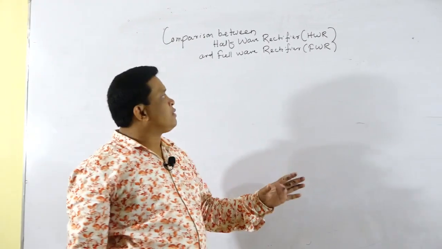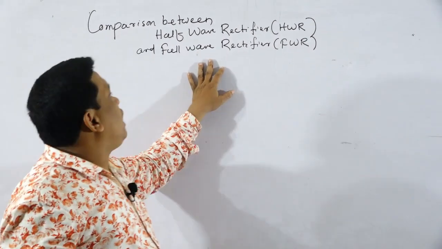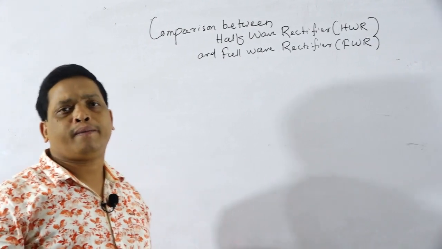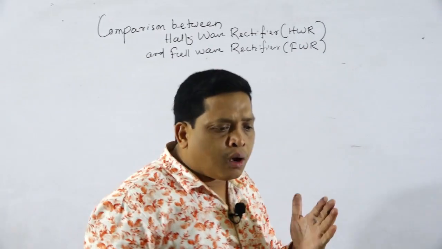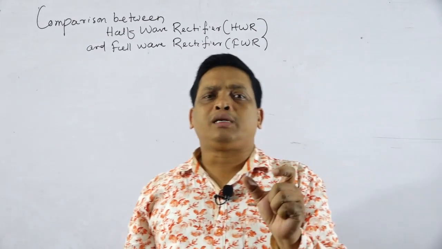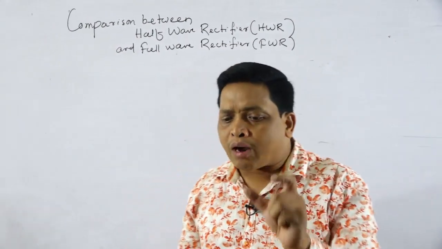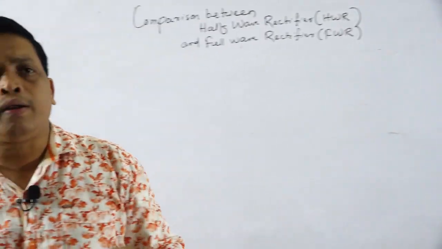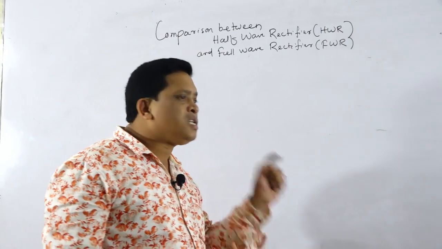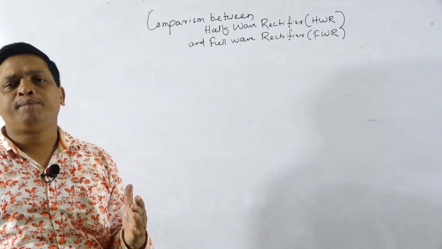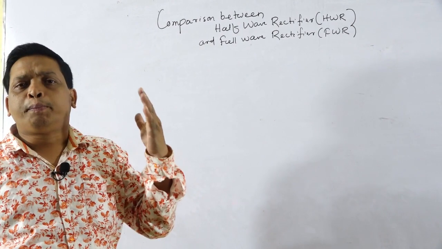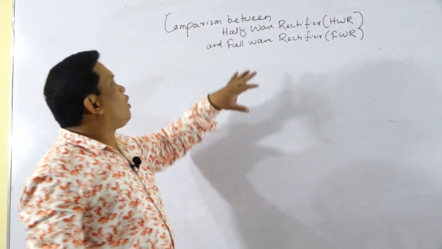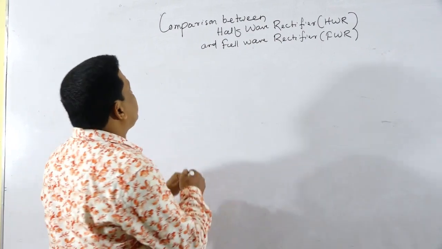So now students, let us compare the half wave rectifier and full wave rectifier. We can compare these two on the basis of the number of diodes used, on the basis of load position, and on the basis of efficiency, ripple factor and peak inverse voltage. To compare it, let us take this table.